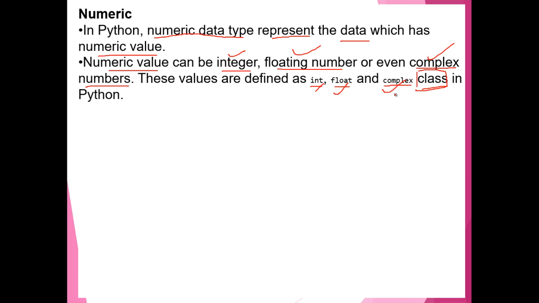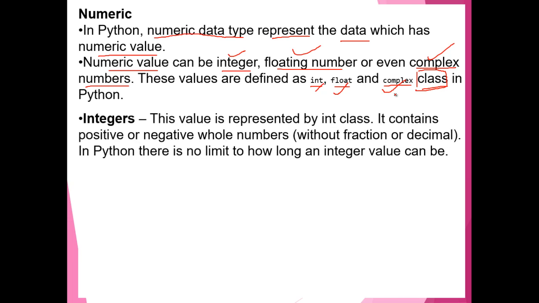Now, integers. Integer values are represented by the int class. Obviously, I told you that for representing the integer value you have to use int, and what is int? It is nothing else but a class. So for now, just remember that for representing integer values we use int, and int is just a class. What a class is, we will discuss later on. So just remember that int is a class.